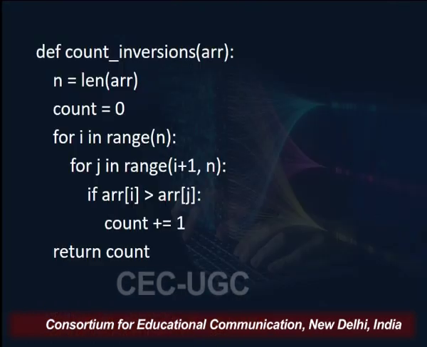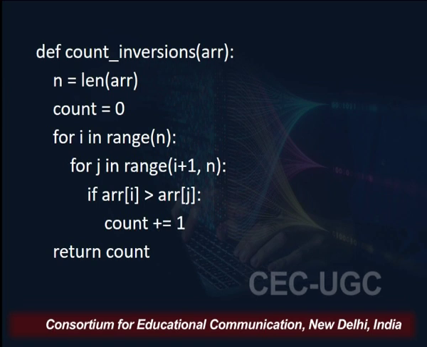So, for i in the range n, for j in the range starting from i plus 1 to n, we look if ARR of i is greater than ARR of j; that means there is an inversion. So, we increment the value of count by 1, which is done by writing the statement count plus equals 1, or count equals count plus 1, and at the end of the function, we return the count.